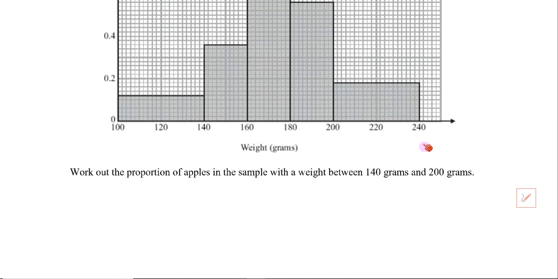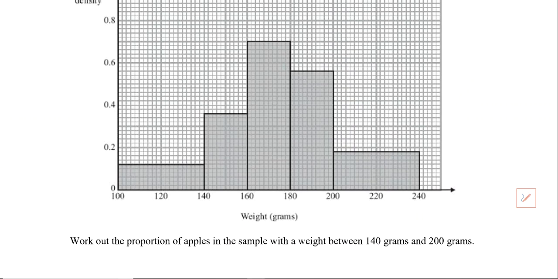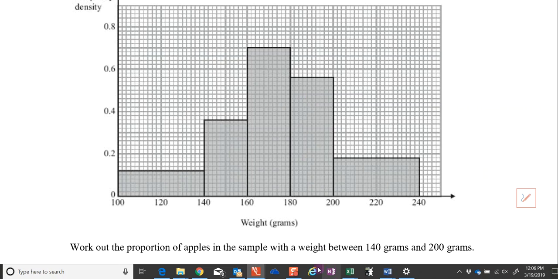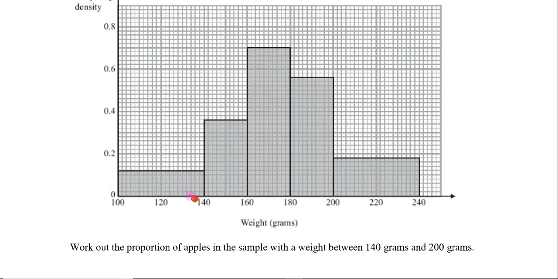Work out the proportion of apples in the sample with a weight between 140 and 200. So we're interpreting the diagram now rather than having to create it from scratch. If we want to know the proportion of 140 to 200, we need to find the amounts. How do we find the amounts?